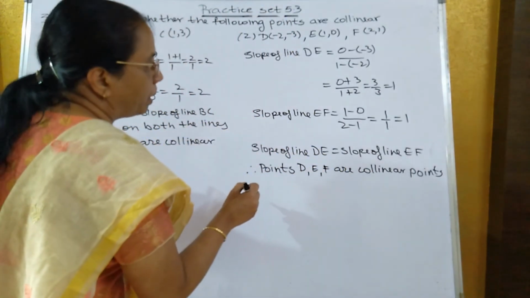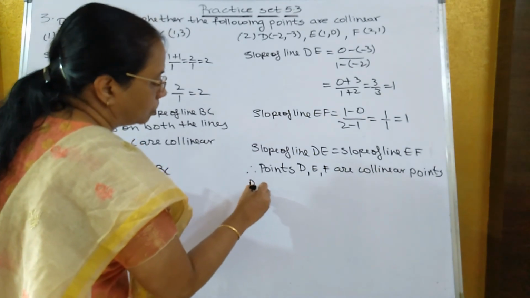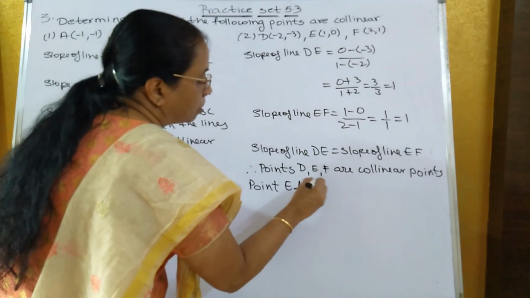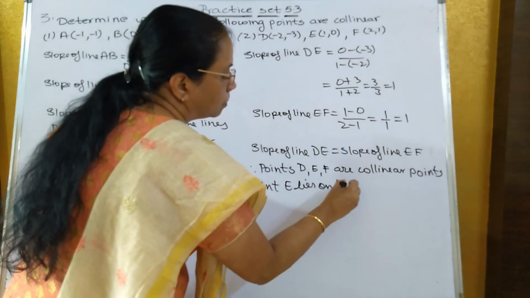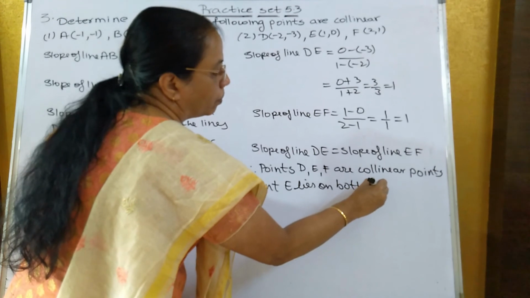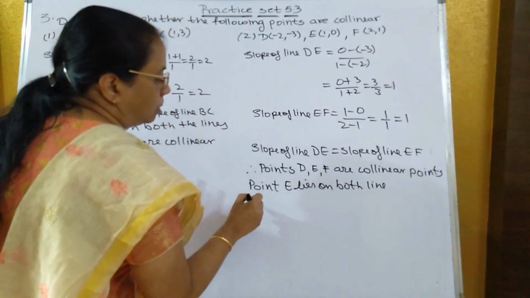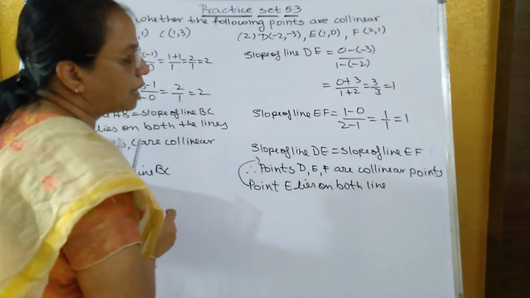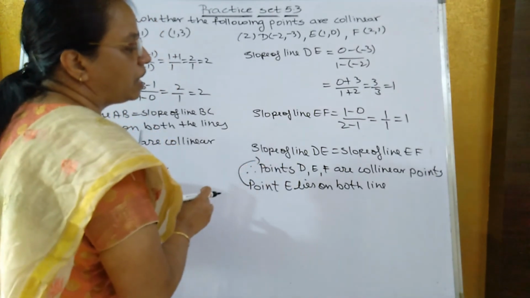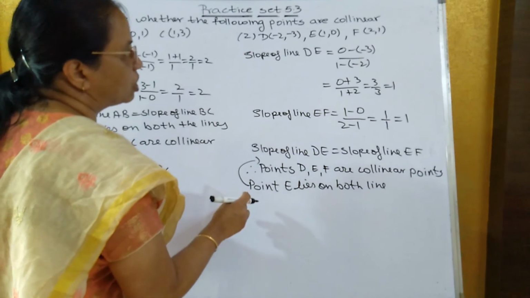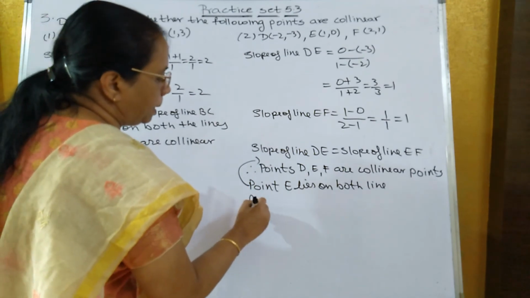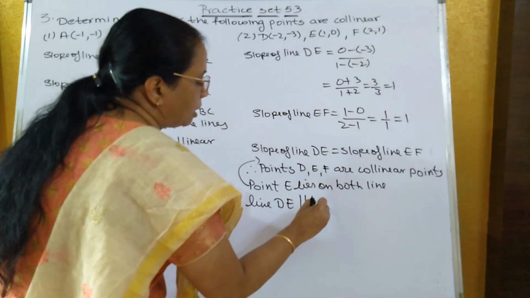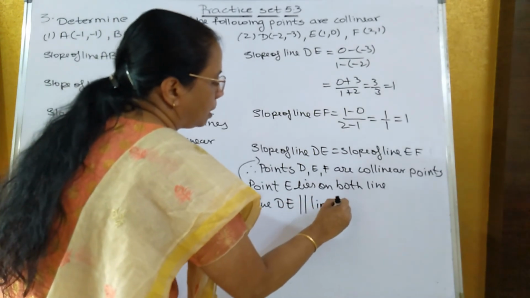And point E lies on both lines. Therefore this you have to write before. So point E lies on both the lines. So points D, E, F are collinear points since both the slopes are equal. So line DE is parallel to line EF.